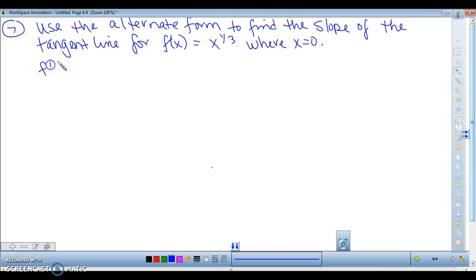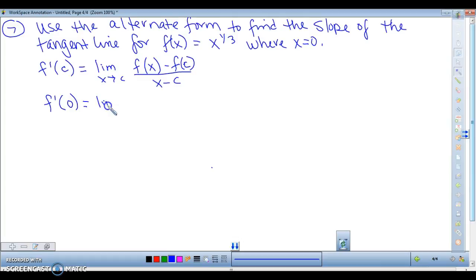Okay, so we have f prime of c is equal to the limit as x approaches c of f of x minus f of c all over x minus c. So f prime of 0 is equal to the limit as x approaches 0 of x to the 1/3 minus 0 to the 1/3 all over x minus 0.